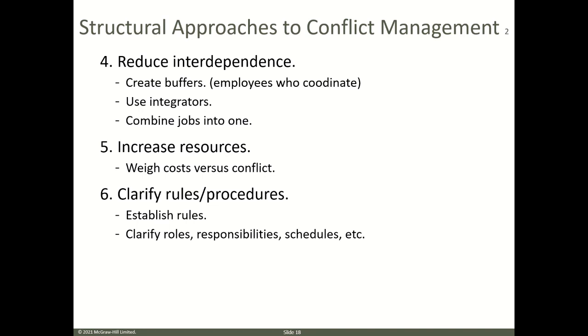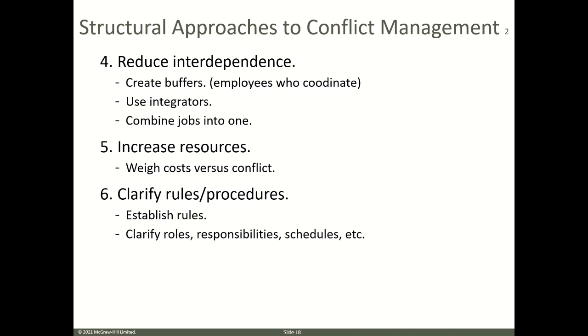Now, the next approach is the structured approach, reducing the interdependence. The structured approach is not about feelings, it is about the organizational structure. The top-level management are going to adopt any of the methods or all of the methods depending upon the situation. They are going to change the structure to solve the conflict.